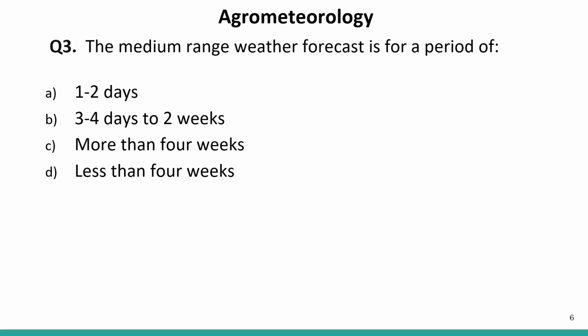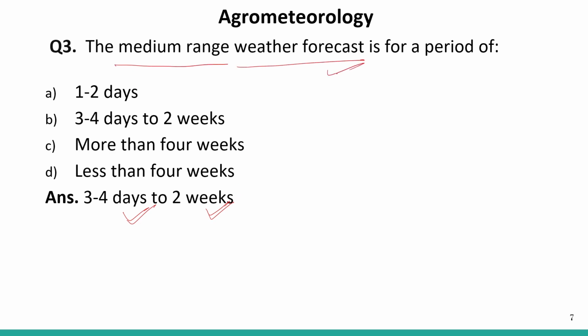Next question. The medium range weather forecast is the period of: 1 to 2 days, 3-4 days to 2 weeks, more than 4 weeks, or less than 4 weeks. So the correct answer is 3-4 days to 2 weeks. This is the medium range weather forecast.